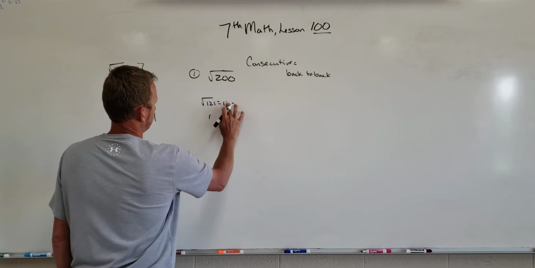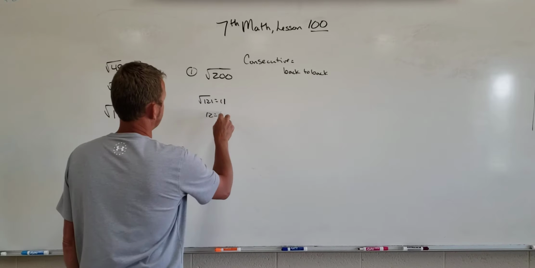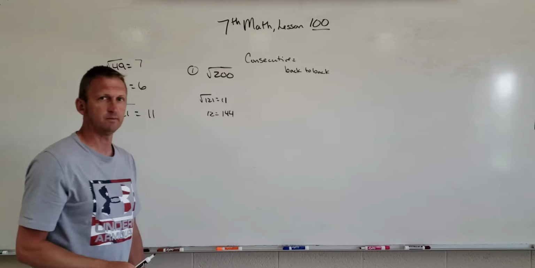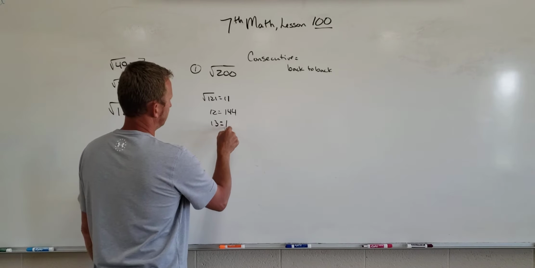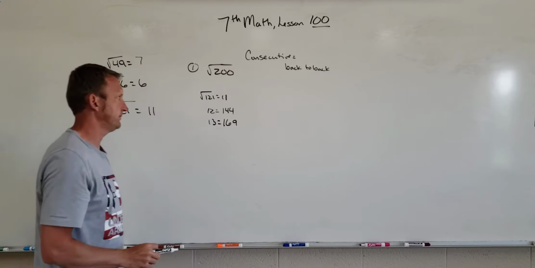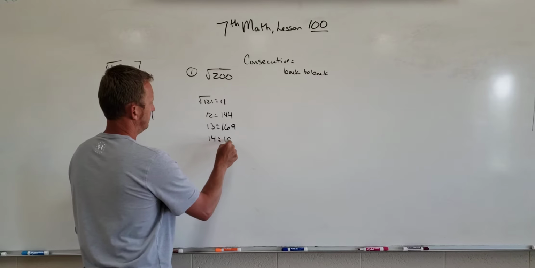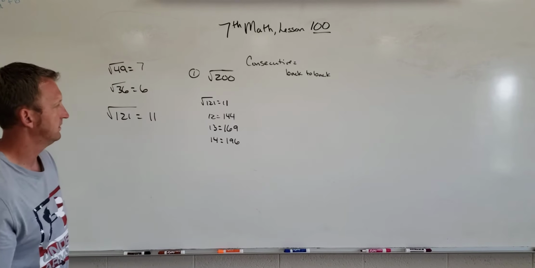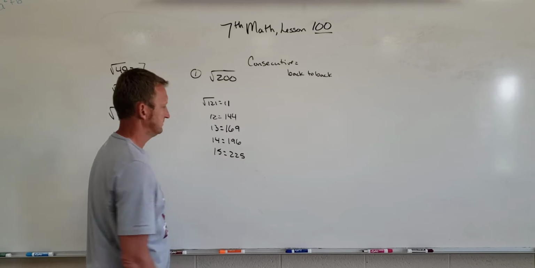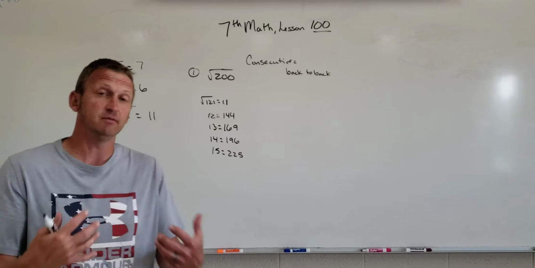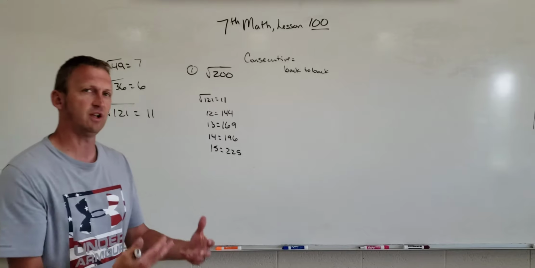Okay? So let's start looking at things. 11. 12 squared, we just talked about that in the last lesson, 144. 13 squared is 169. 14 squared, 196. 15 squared is 225. Now, these are numbers that I have learned. Some of them are in your book. You can look back at those. Some of them are things you're going to have to memorize.